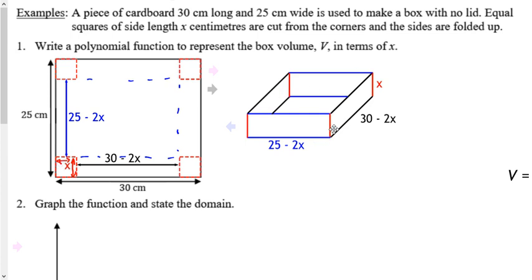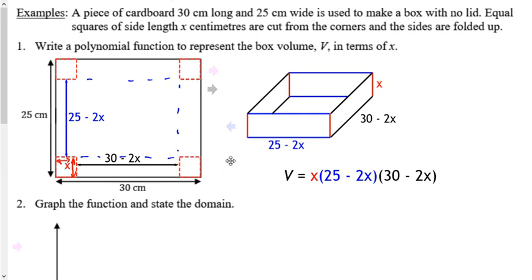Once we have a diagram like this, it makes our volume equation easier to figure out. It's just a length times width times height. And there's our equation. And we've answered question number 1. Write a polynomial function to represent the box volume in terms of x, where x was the size of this square that was cut out of the corners.